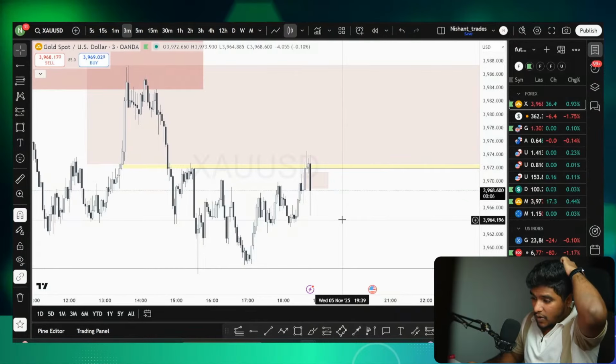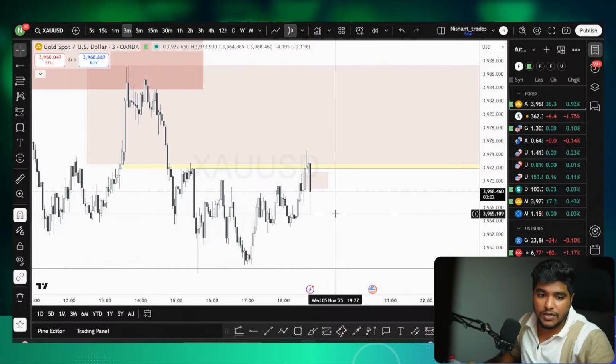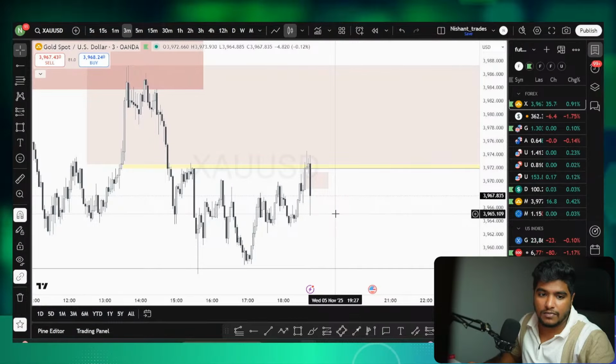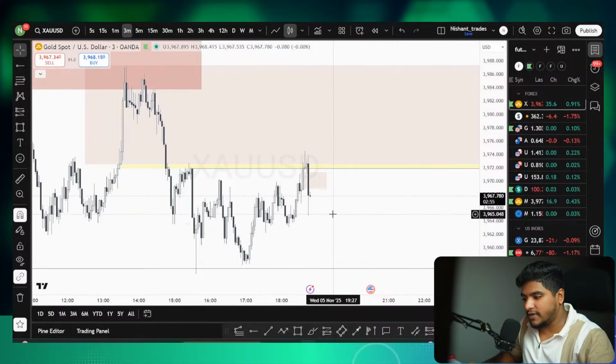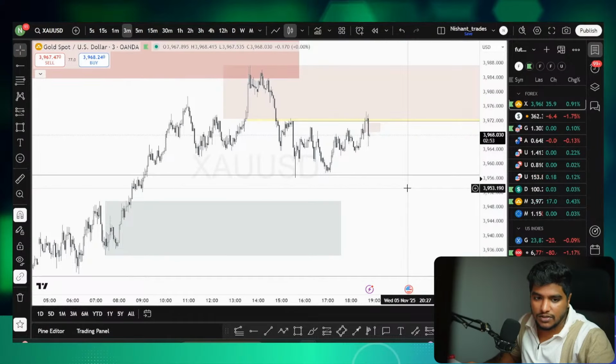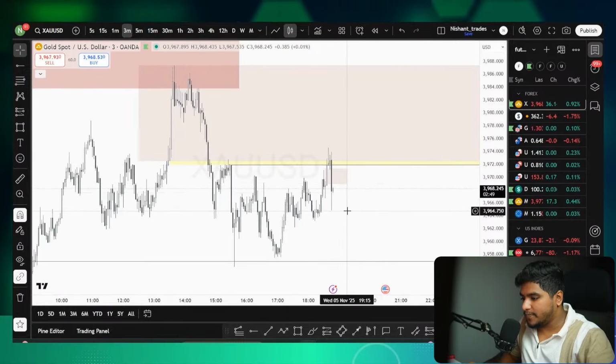Right now we have not taken any entry, we are just waiting for the confirmation. If it happens to confirm, we are making a position. If it fails to confirm, we are not entering any position. Let's see how this goes.